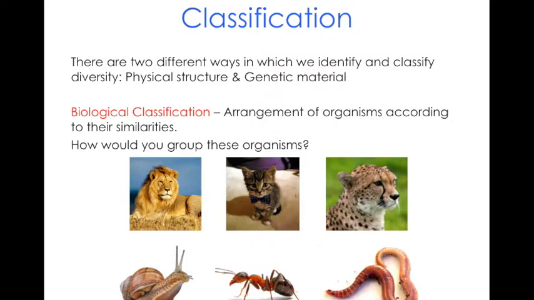Organisms that lack a vertebrae or a spine. The mollusk has a shell, the ant has an exoskeleton, and the worm doesn't have any. It has a hydrostatic skeleton, which is one that is made up of mainly water and fluids.